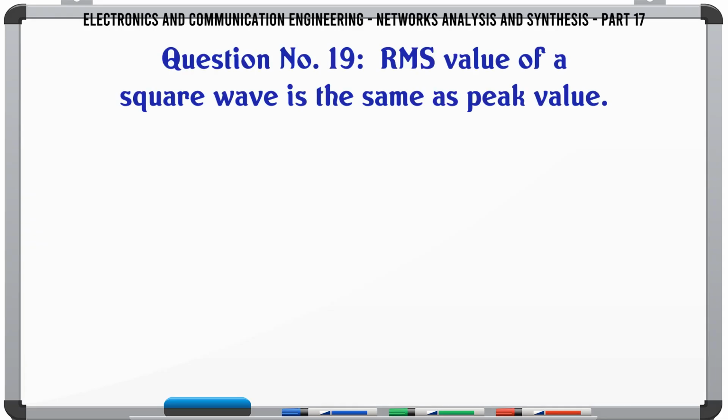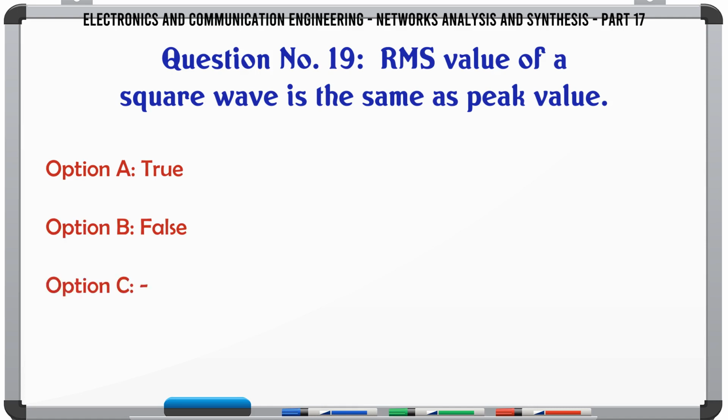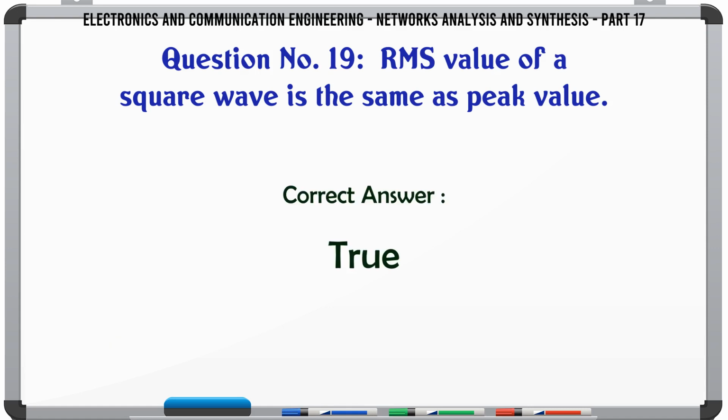RMS value of a square wave is the same as peak value. A. True. B. False. C. D. The correct answer is true.